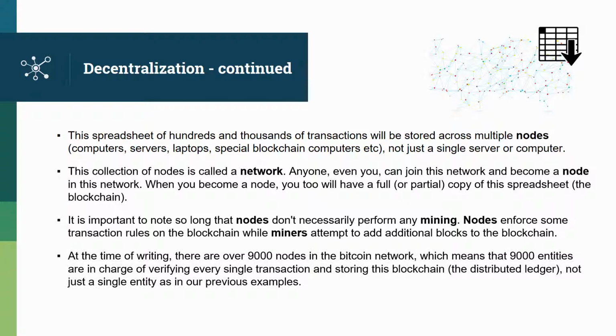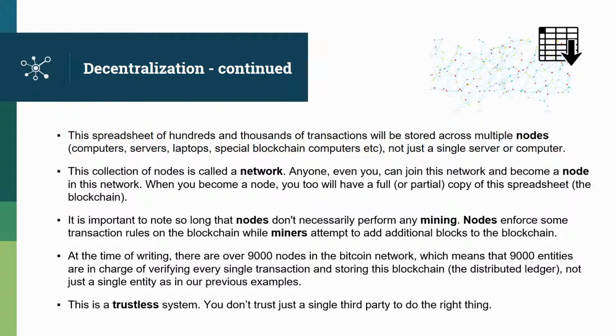At the time of writing, there are over 9,000 nodes in the Bitcoin network, which means that 9,000 entities are in charge of verifying every single transaction and storing this blockchain, this distributed ledger, not just a single entity as in our previous examples. This is a trustless system. You don't trust just a single third party to do the right thing.